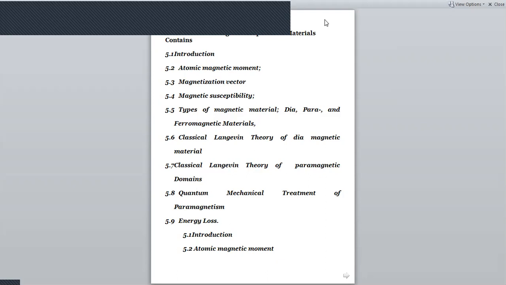classical Langevin theory of diamagnetic material, classical Langevin theory of paramagnetic material, quantum mechanical treatment of paramagnetism, energy loss, introduction, atomic moment.